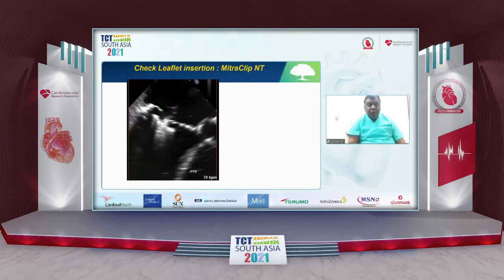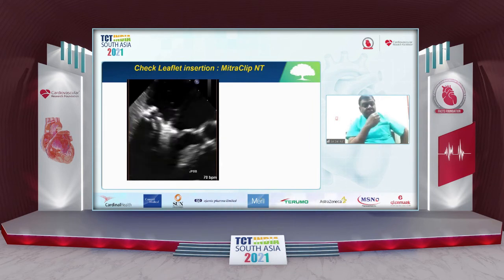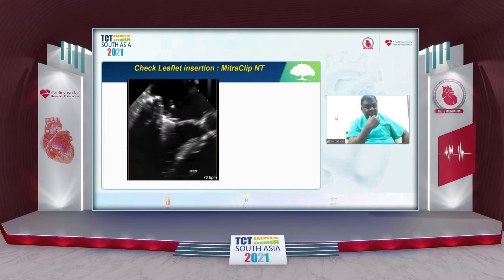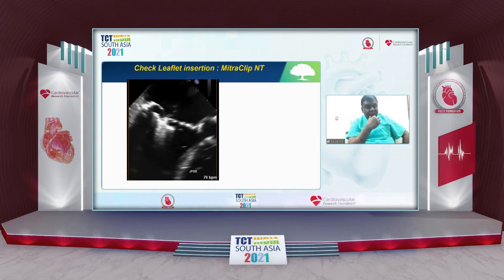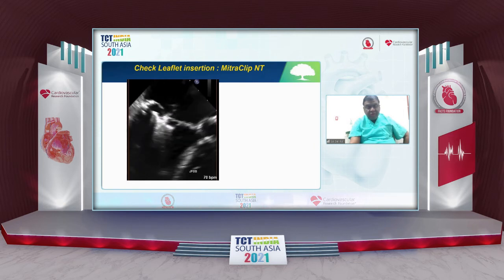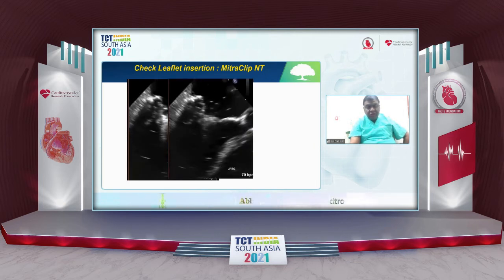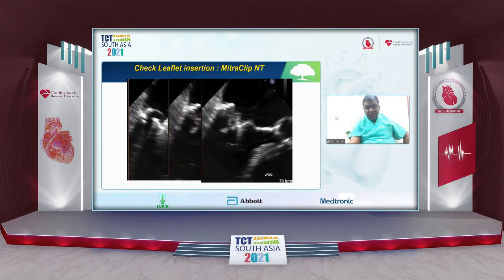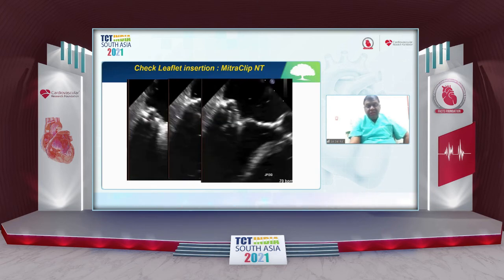Then, of course, when we look at clips, I would like to make sure that you look at and understand the leaflet insertion. You can see over here, we've rasped the leaflets, we've got the grippers down, and you can see a very good leaflet insertion. And then you start to close the clip, and then you can get even further tightening of the clip, and now you can see that the leaflets are inserted.